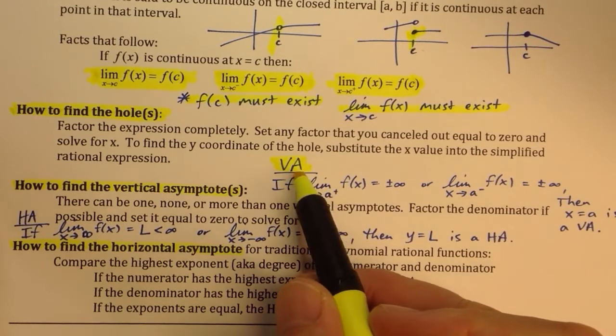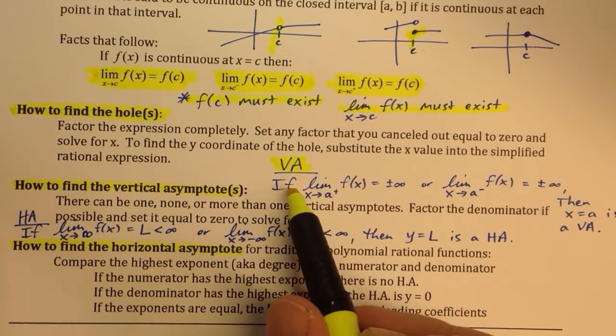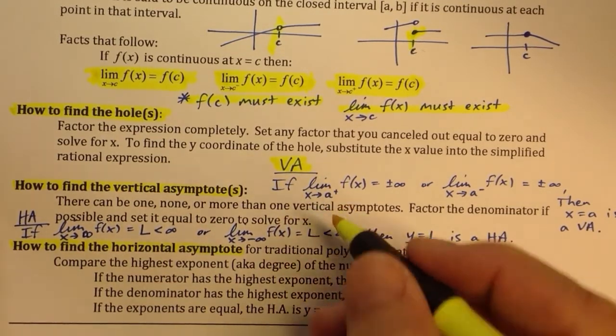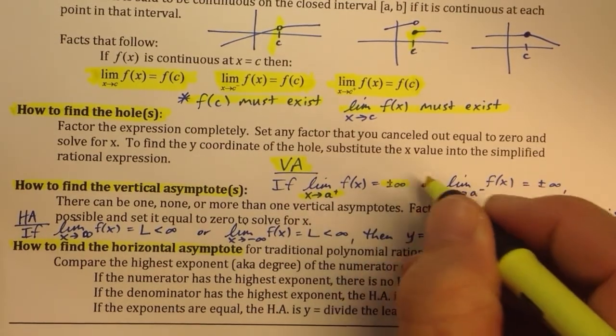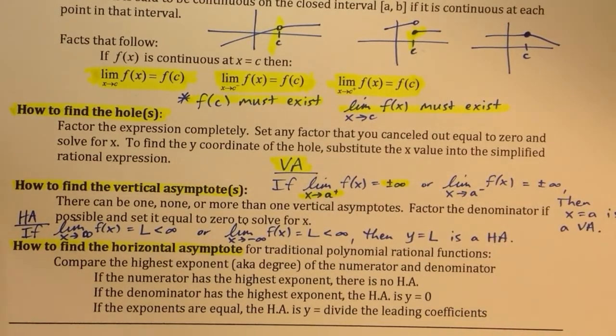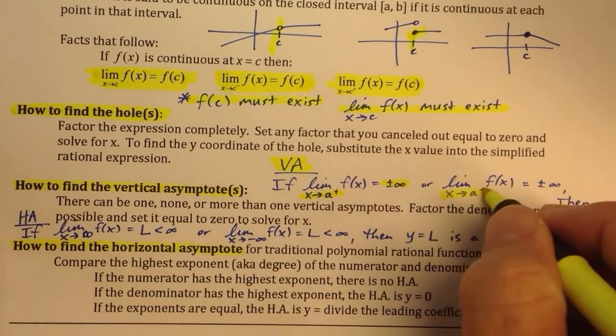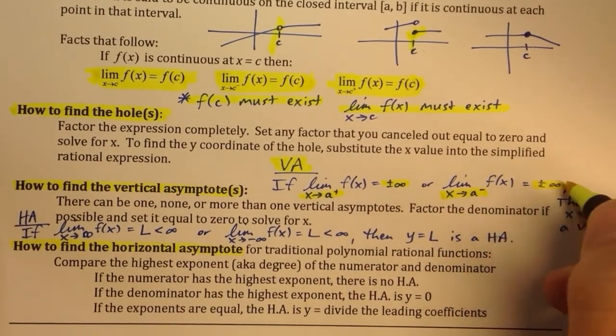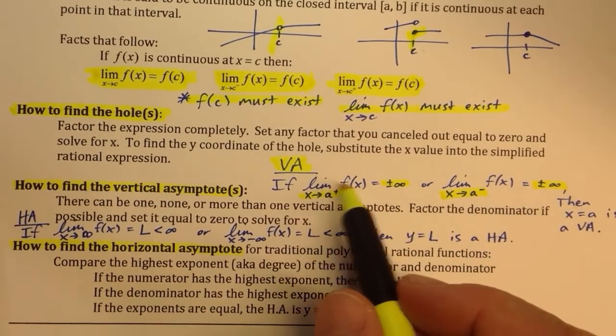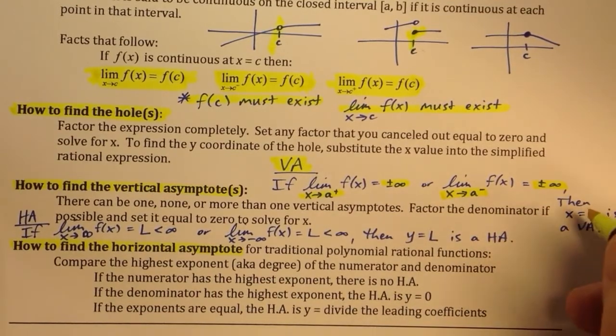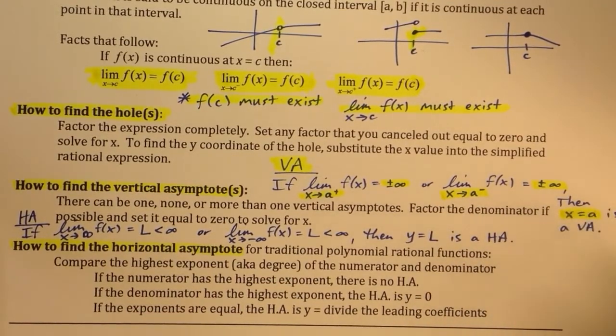So a vertical asymptote would be where either the limit as x approaches a from the right is equal to either positive or negative infinity, or x approaches a from the left is positive or negative infinity. If either one of these cases is true, then the vertical line x equals a is a vertical asymptote. Okay? So we can keep that in mind.